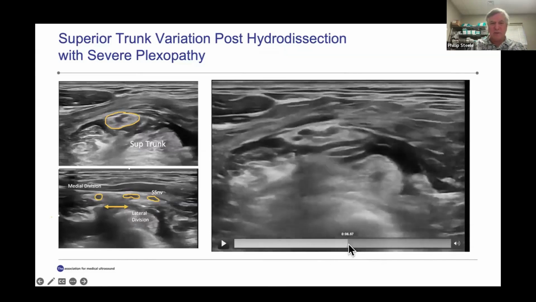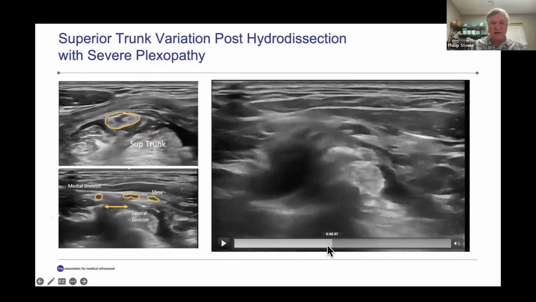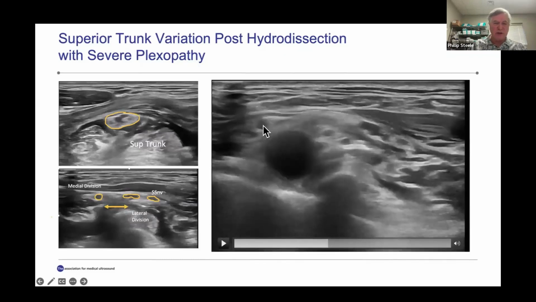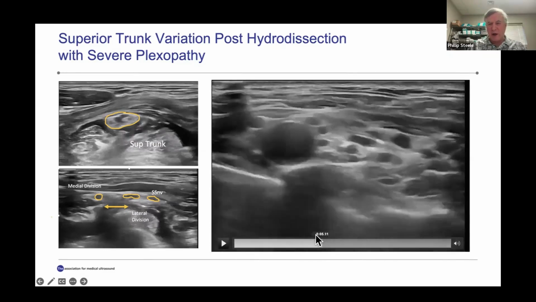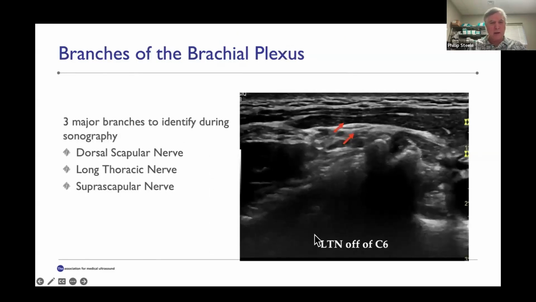And this part of the trunk divides into two pieces. So this portion of the superior trunk has a medial division and a lateral division, as well as a suprascapular nerve. And so these can be identified, and they'll have a rare radicular pain pattern.